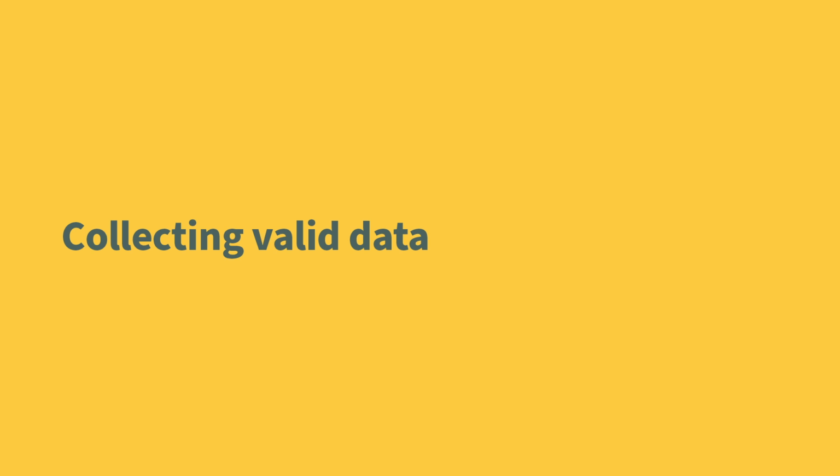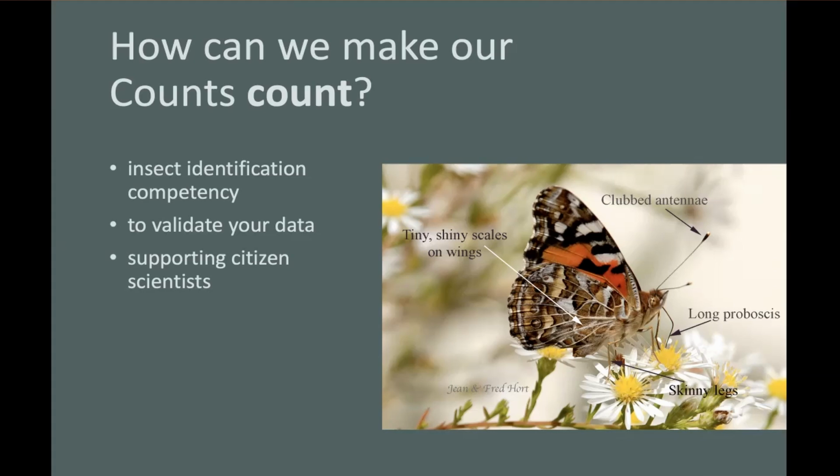To validate the data that you're collecting, we need to know that you are competent at identifying the insects that are visiting the flowers. And that's how we're going to support you as citizen scientists. We're going to ensure that you're given the knowledge to be able to identify competently, but we're then going to have to test you with a quiz to ensure that you are competent so that we know the data that you're collecting is valid and it can be used for scientific research.